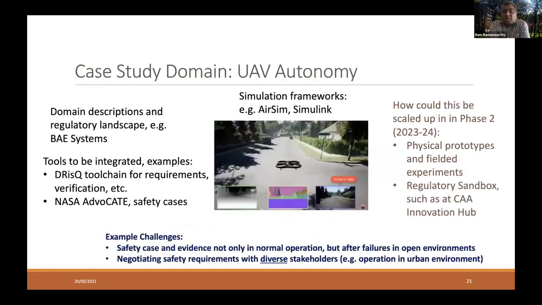And this is just a vignette to give you an idea of how we might think about these kinds of problems. The problem we are actually interested in, in one of our major case studies, is to think about the autonomy of an unmanned aerial vehicle. And we are working with a number of different stakeholders in this area.